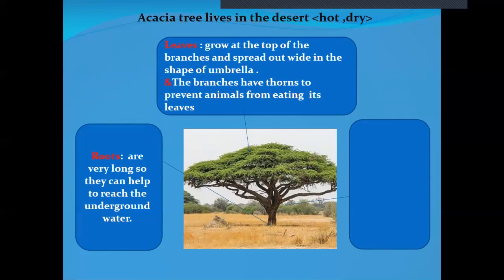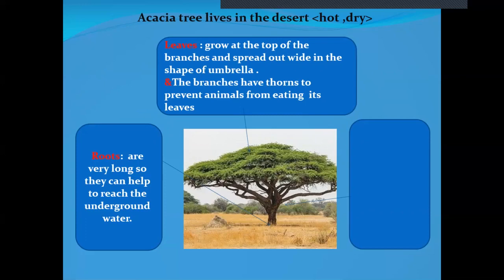Okay, and the branches have thorns to prevent animals from eating its leaves. So the branches of acacia tree have thorns. Why? To prevent animals from eating its leaves. Okay, and the second trait which acacia tree has: acacia tree has roots.